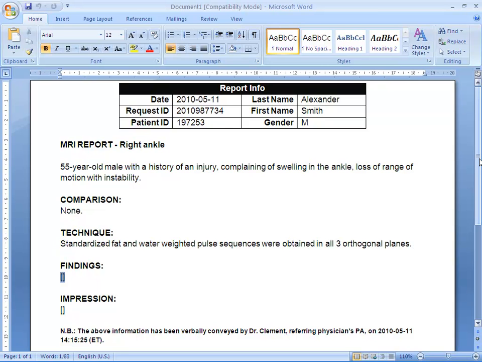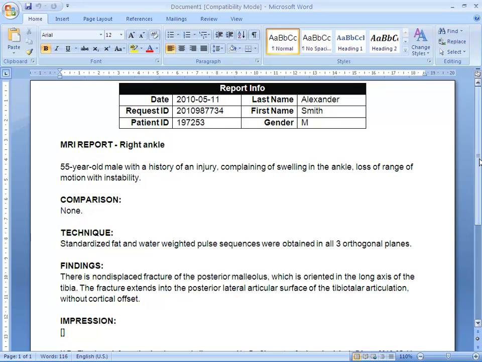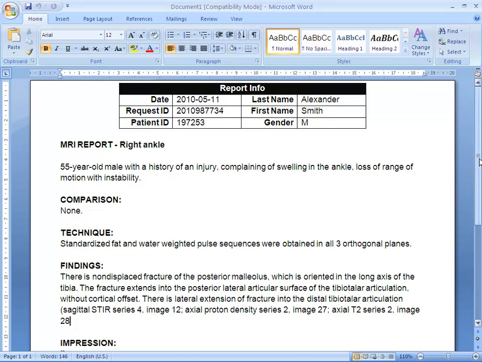There is non-displaced fracture of the posterior malleolus, which is oriented in the long axis of the tibia. The fracture extends into the posterior lateral articular surface of the tibiotalar articulation, without cortical offset. There is lateral extension of the fracture into the distal tibiotalar articulation (sagittal STIR series 4, image 12; axial proton density series 2, image 27; axial T2 series 2, image 28). Normal talar dome, without a demonstrated osteochondral injury.